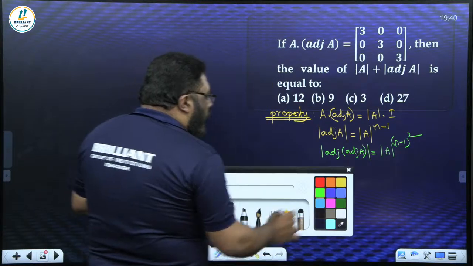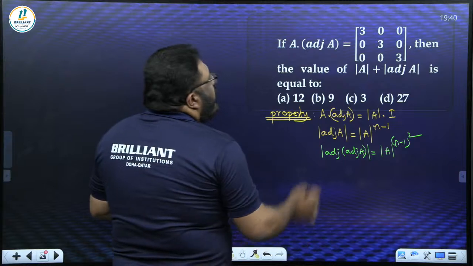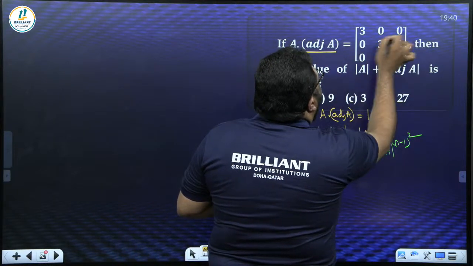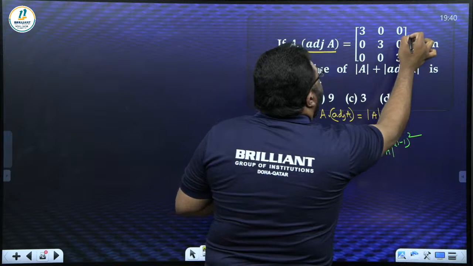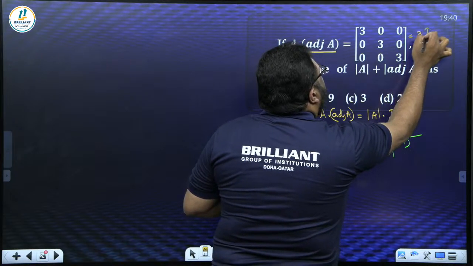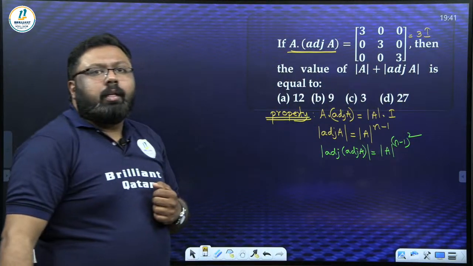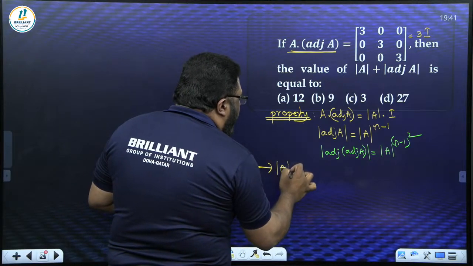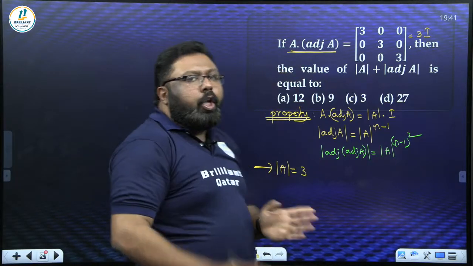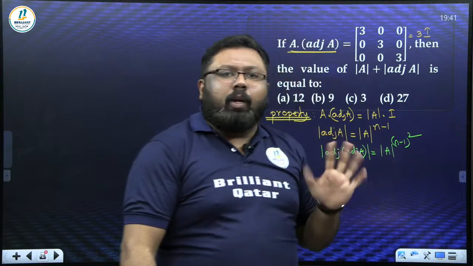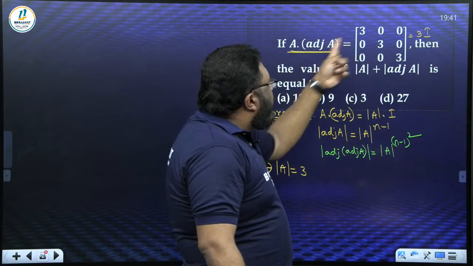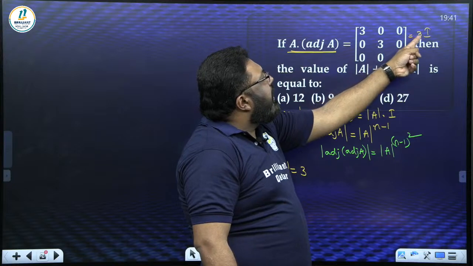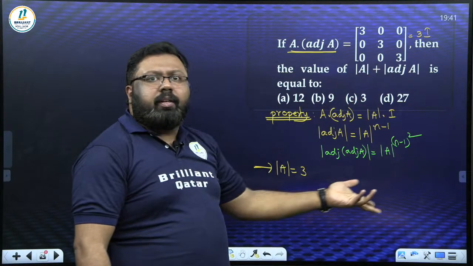Now, if you use that logic, here in the question, they said that A into adjoint of A is equal to 3 0 0, 0 3 0, 0 0 3. So doesn't this look like 3I? So if this looks like 3I, that implies that my determinant of A is equal to 3. Simple. Don't waste your time calculating and all. The property is enough. You just compare determinant of A into I. So that is 3 into I. So determinant of A is equal to 3.